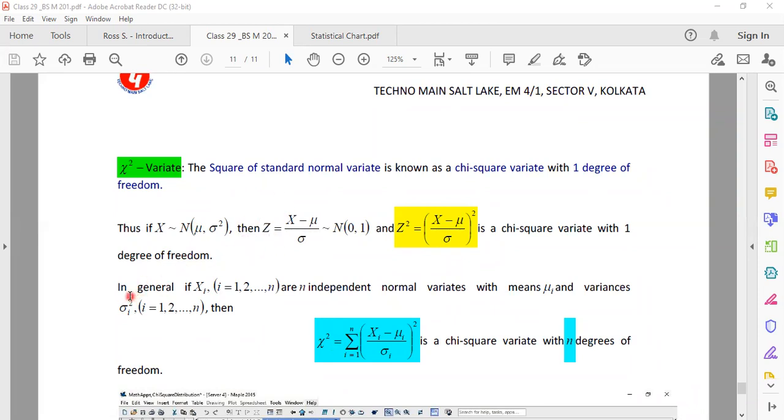If I consider for each normal variable xi the standard normal variable zi, take the square of this and take the sum of these squares, then chi-square is actually z1 square plus z2 square plus z3 square and so on up to zn square. Such a variate is called chi-square variate with n degrees of freedom, because there are n normal variates. So this is the definition of chi-square variable.